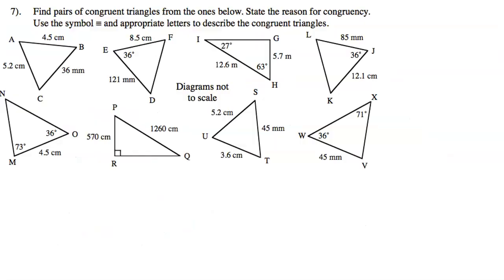So here's 8 triangles. I want you to find the pairs of congruent triangles, state the reason for congruency, and make sure you list the angles of the triangle in the correct order. Pause the video now and have a go at this.